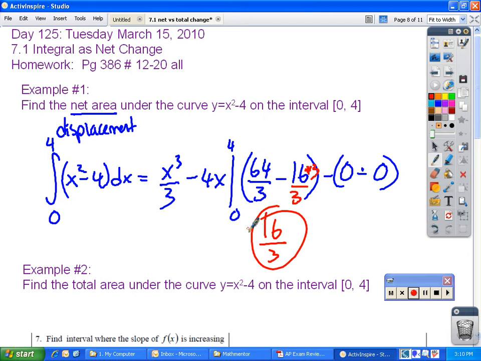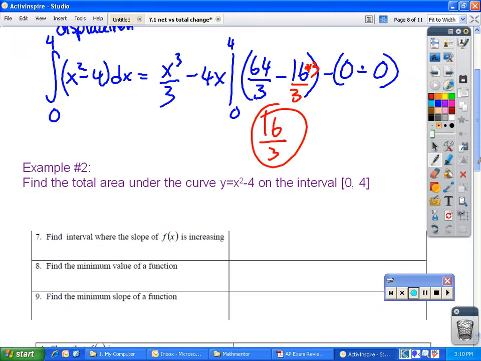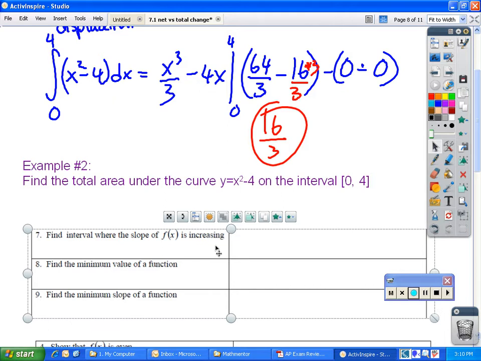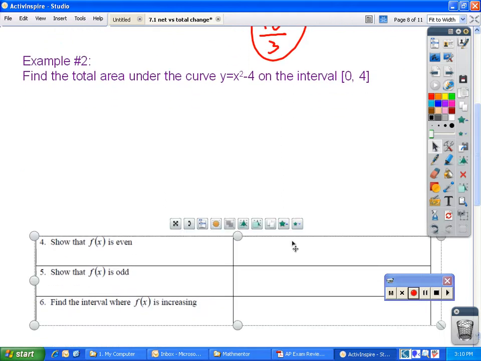Now what we mean by net area is taking negative numbers and keeping them negative, positive numbers keeping them positive, and that means the negative actually subtracts away from the positive. All right, so the next question, example number 2, is find the total area under the curve.